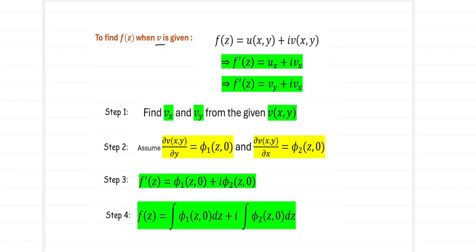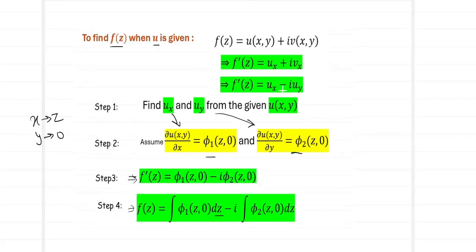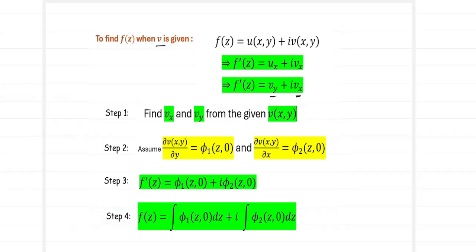You can notice that the derivative is first taken with respect to y and then with respect to x, rather than that of your u, where first it was with respect to x and then with respect to y. And the second thing to observe is when u is given, there is going to be a negative sign in the center, and when v is given, we have a positive sign in the center. So now for the given v, we found the derivative first vy and then vx, so that vy now corresponds to my phi1 and vx corresponds to my phi2.